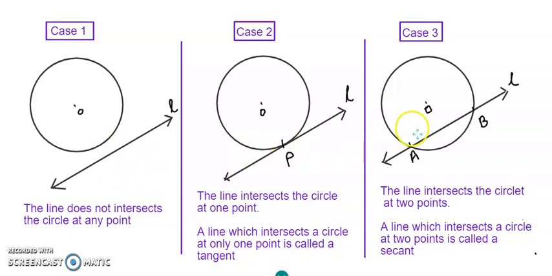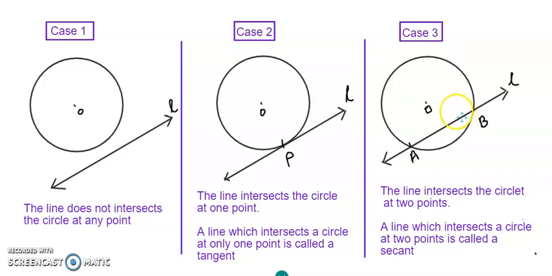Case 1, case 2, case 3. Let's look into it. What are these? So if I have a circle and a line, then there will be three possibilities. One is the circle and the line never intersect or never touch each other. The second is they touch at only one point. Or the third is the line is going to pass through the circle in such a way that it is going to touch the circle at two points. Okay, so there are three conditions.